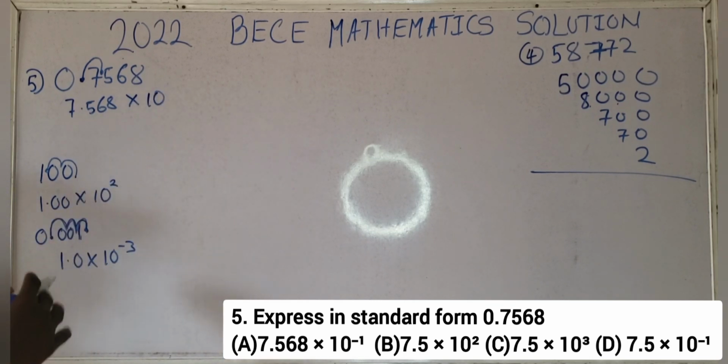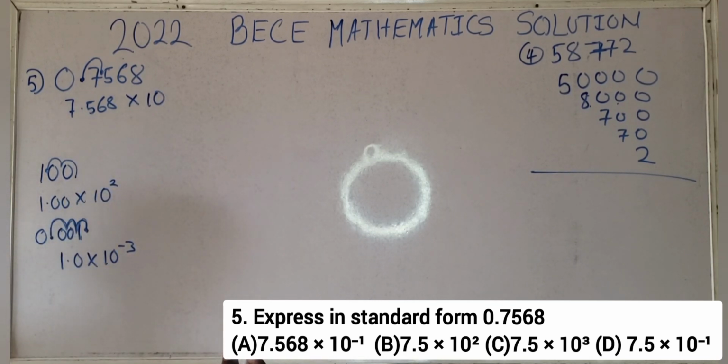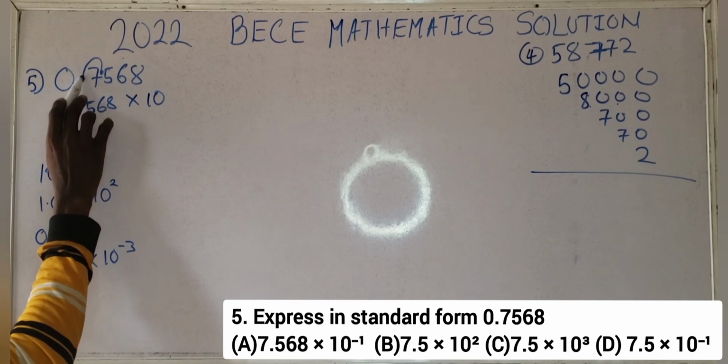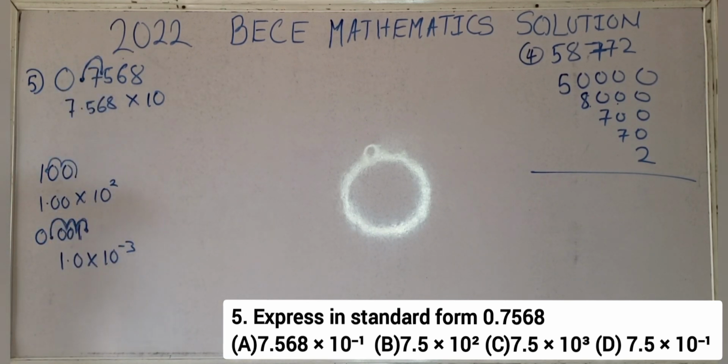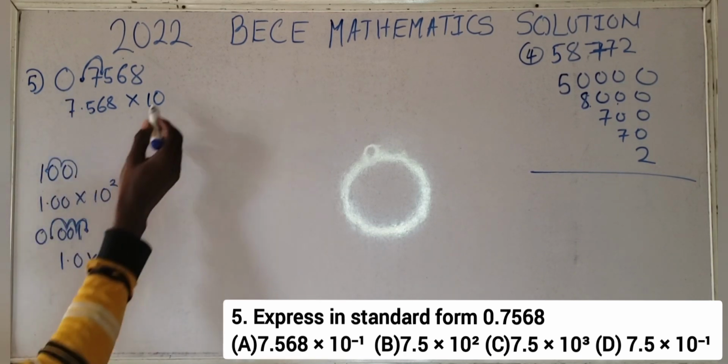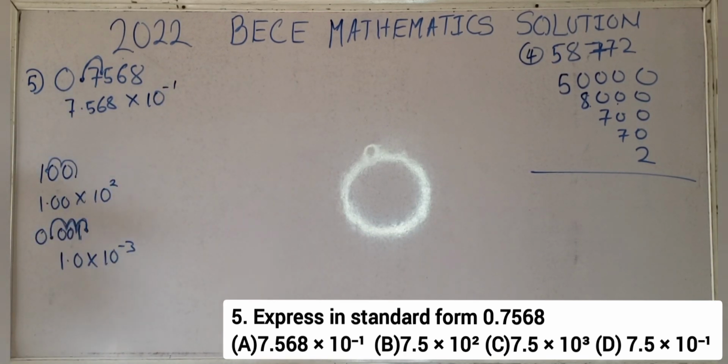Now, because it is towards the right-hand side, in which you see the decimal point is moved towards the right-hand side, that means that the power to which the 10 is going to be raised will be negative. And because we move it once, that means we are going to have negative 1. If you move it twice, you are going to have negative 2. If you move it thrice, you are going to have negative 3. If you move it 4 times, you are going to have negative 4. You understand? So the right answer to that question is 7.568 times 10 raised to the power of negative 1. The option A is correct.